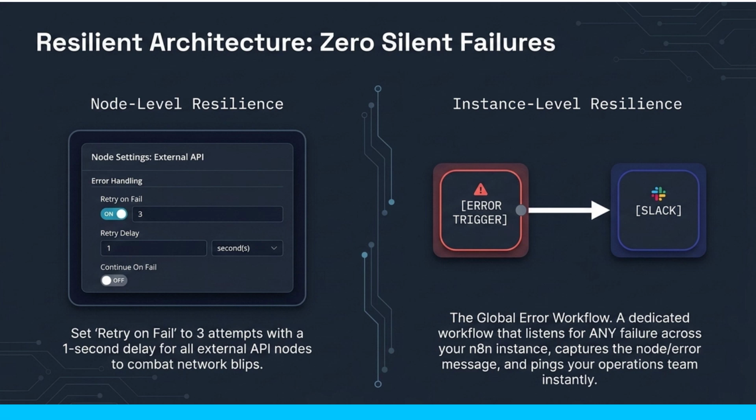Instance level. Look at the right side of this slide. The error trigger node listens for any failure across your entire n8n instance. When any workflow breaks anywhere, this fires immediately. It captures the failed workflow, the failed node, and the error message. It sends all of that to Slack instantly. No silent failures, no mystery outages. Every problem is visible the moment it happens. Build this global error workflow before you build anything else.